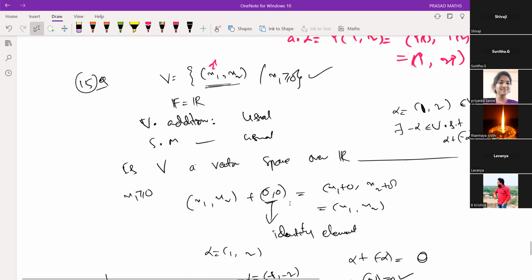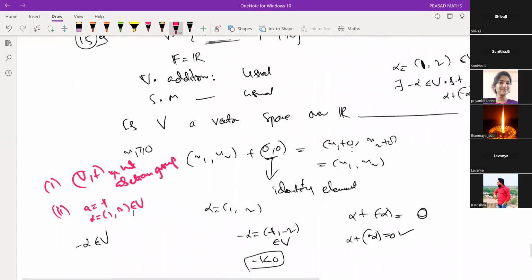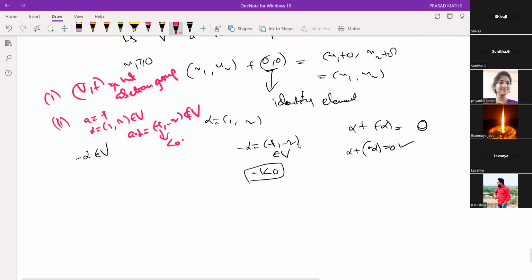In fact, does it satisfy scalar multiplication? It is not an abelian group in the first place. If the scalar is a negative number, same idea: take a equal to minus 1 and alpha equal to (1, 2), which is an element of V. Then a times alpha is (-1, -2), which does not belong to V because it is negative. Therefore, it is not a vector space. Is it clear? Suppose I take this, the 16th.